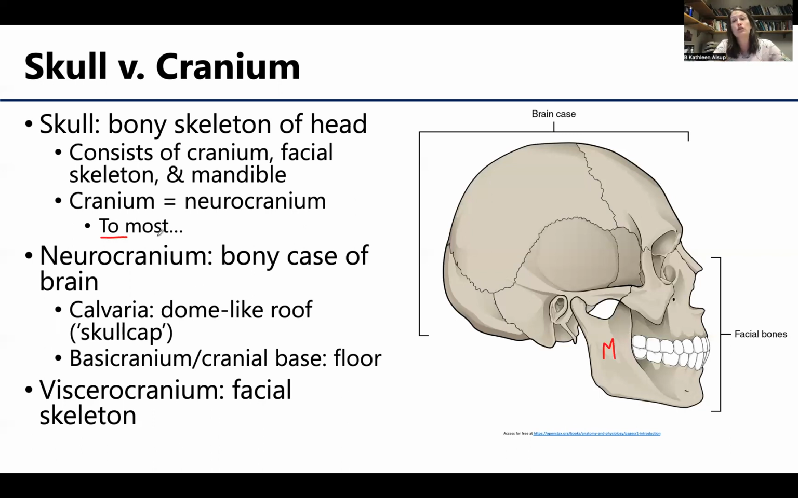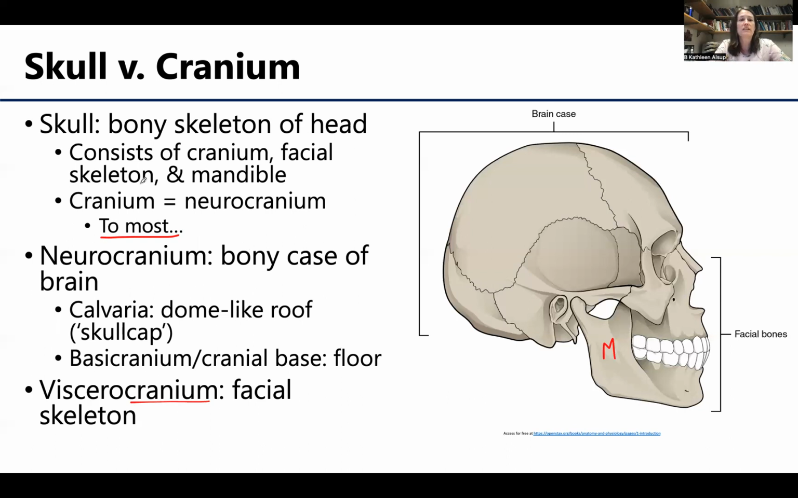Sometimes you hear the term cranium or crania being used to mean everything except for the mandible. So sometimes you'll hear that definition. But for our part, we're going to equate the cranium to the neurocranium, even though when talking about the viscerocranium, it does have that name right in there. So it is a confusing area.